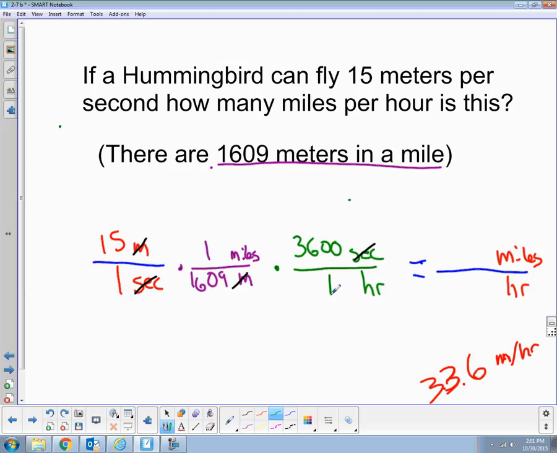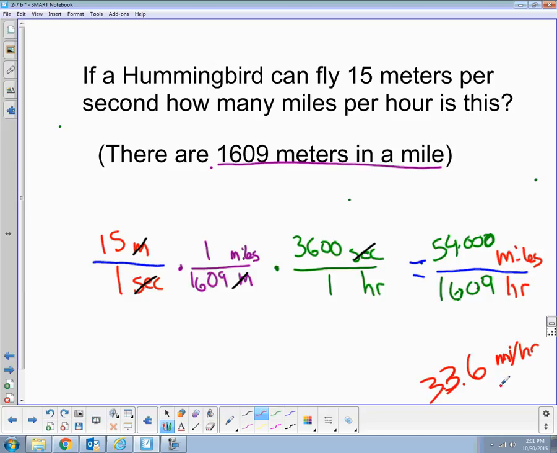It's multiplying 3 fractions. 15 times 1 times 3,600 is 54,000. And 1 times 1,609 times 1, 1,609. And again, once you've set up the problem, the calculator will take over and do the arithmetic. Now, to get our final answer, we divide. So if you do 54,000 divided by 1,609, you're going to end up with 33.6 miles per hour. And I guess I really should put an MI there, so it's not meters.